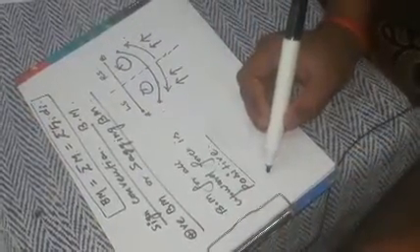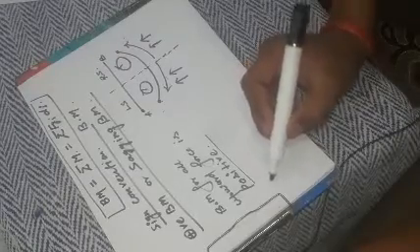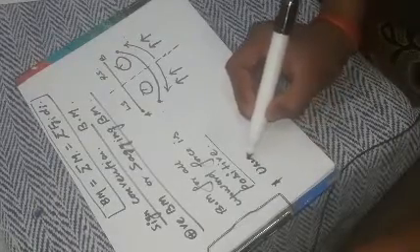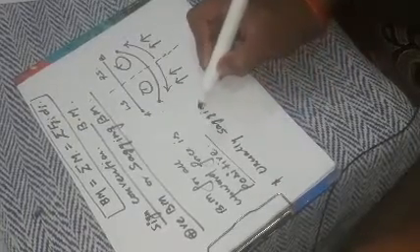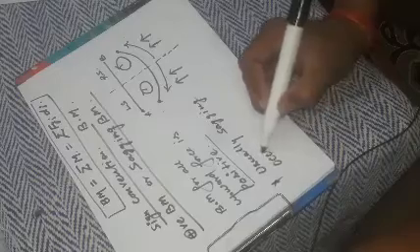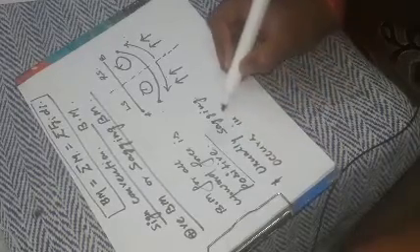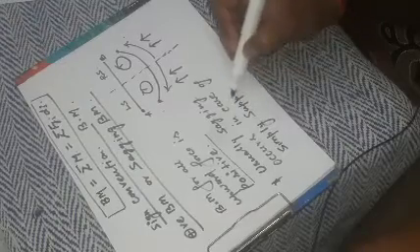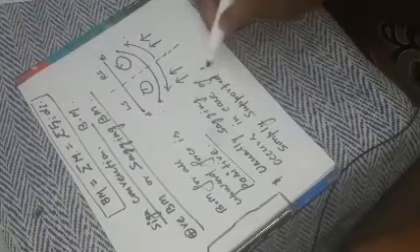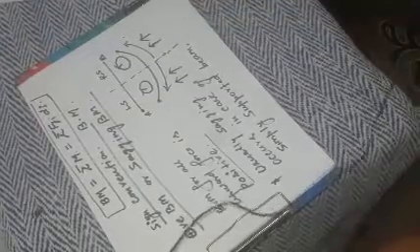Generally, sagging occurs in case of simply supported beam. Usually, sagging occurs in case of simply supported beam.